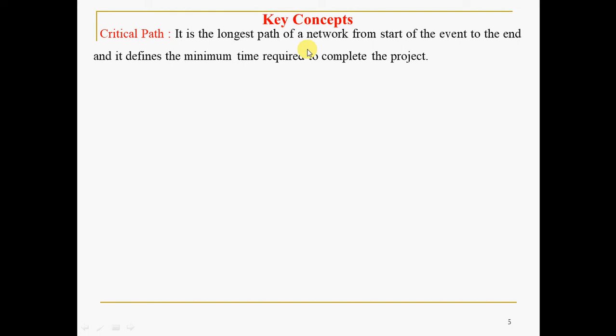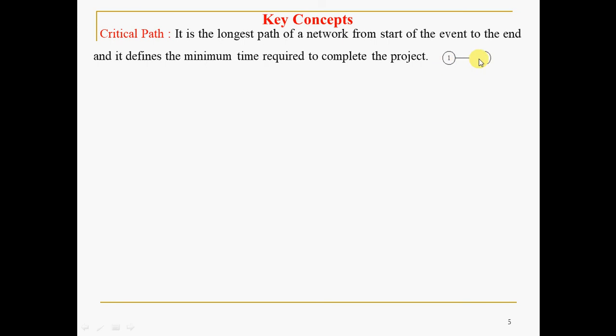The longest path. Assume that we go from node 1 to node 5, the last node. You have three different paths, let us say path 1, path 2, path 3. The path with the longest duration is called the critical path, and it defines the minimum time required to complete the project. As the method is the critical path method, you should understand what the critical path is.